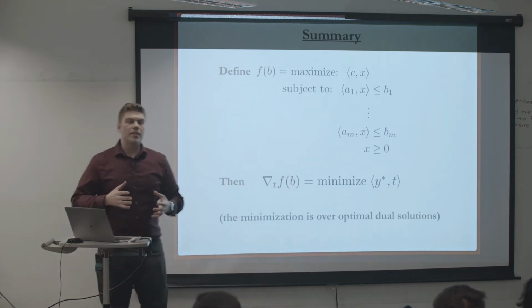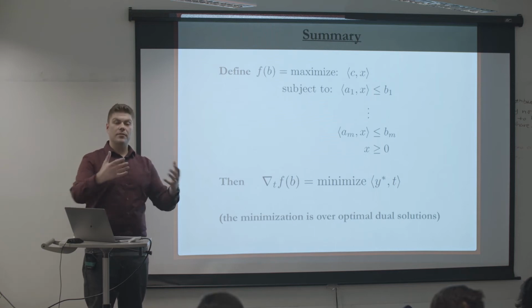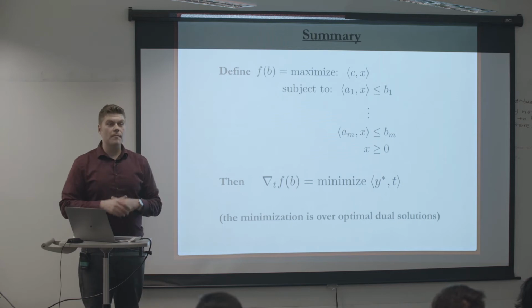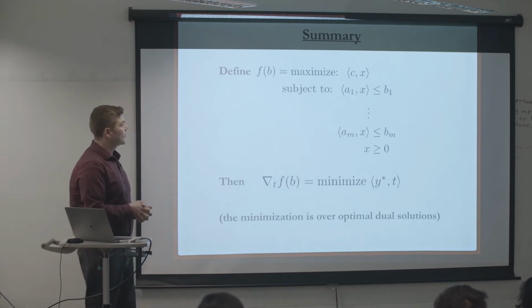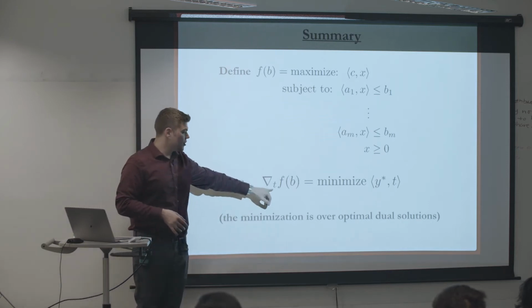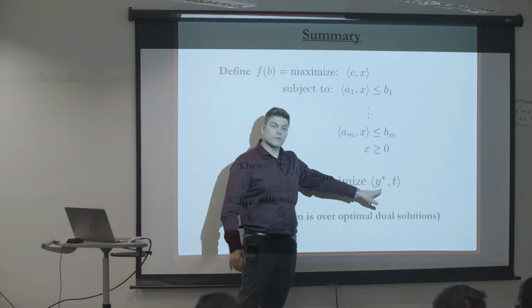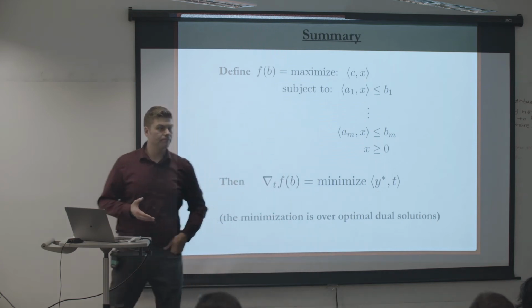Okay? So what this function does is say, here is, let's say, a basket of resources, so much water, so much fruit, whatever. This function is going to output the maximum amount of money you can make with these resources. Okay? So it's a very nice, well-defined function. And you can look at how the function changes in the direction of t. And you just look at the dual optimal solution and you take the inner product with t.